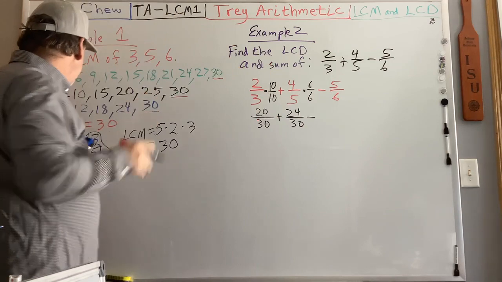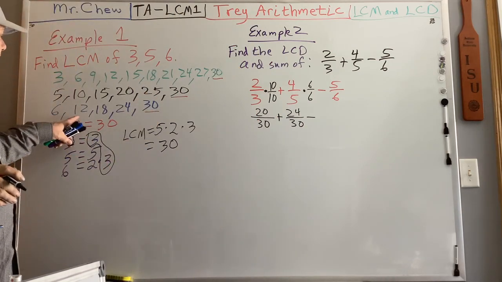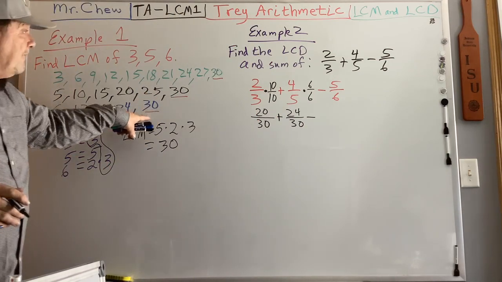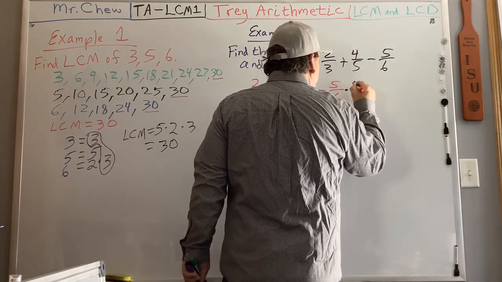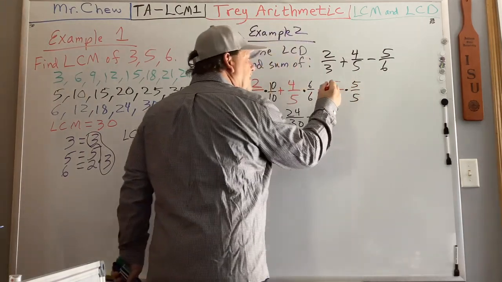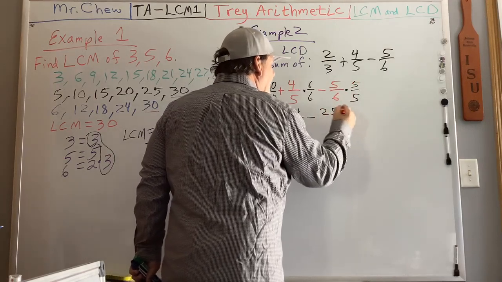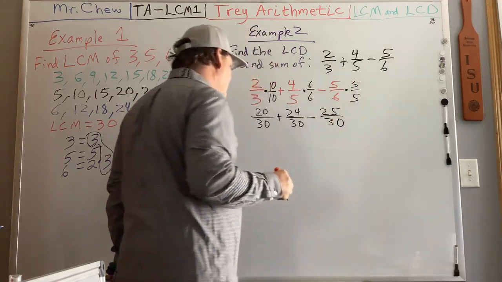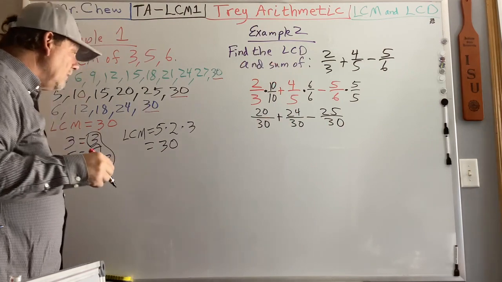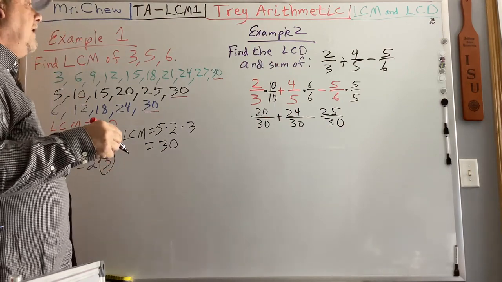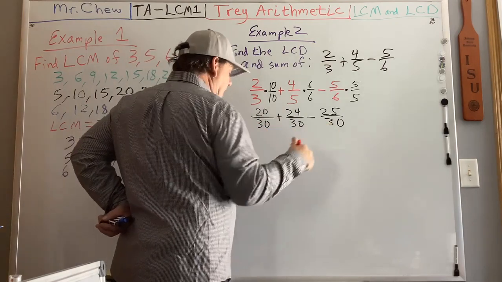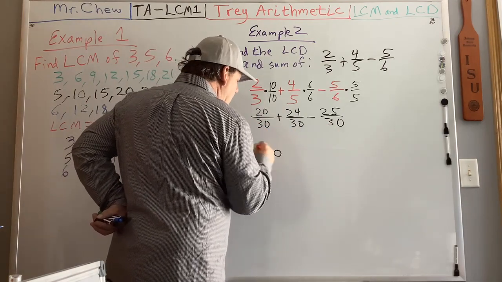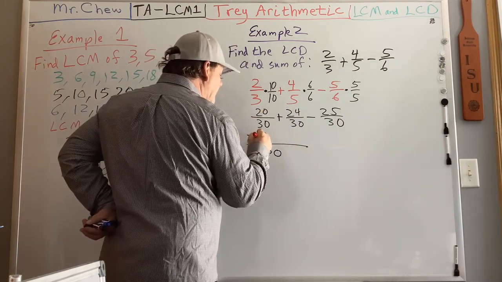And then the 6. Count the blue. 1, 2, 3, 4, 5. And then 5 times 5 is 25 over 30. Okay. So now let's go ahead. Since we've got a common denominator, we can combine the numerators.